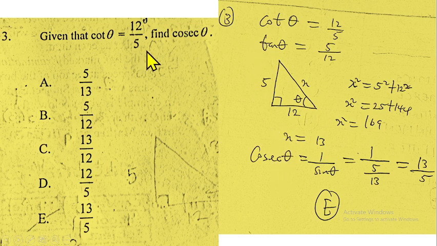From there, we can find the cosecant theta. Cosecant theta is given as inverse of sine. So that will give us 1 over, what is sine? Sine is opposite over hypotenuse, 5 over 13. So if you inverse this, that will give us 13 over 5. So option E is the correct option for question number 3.